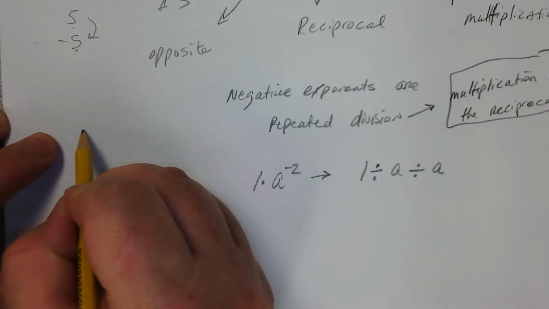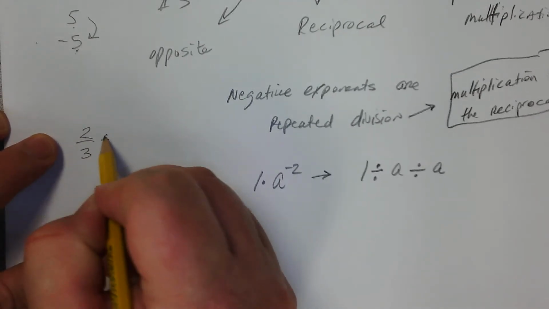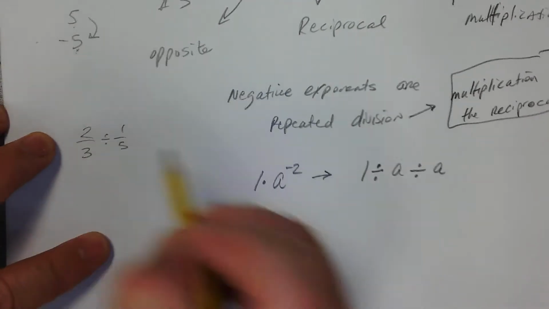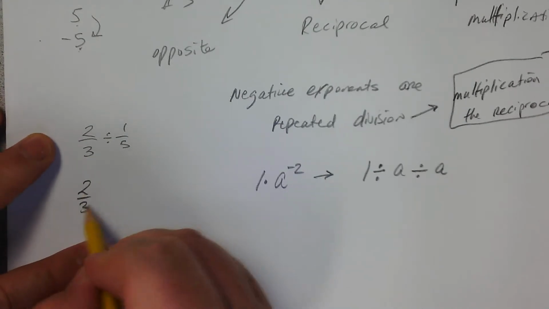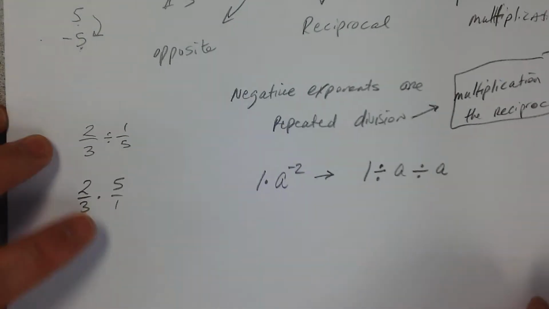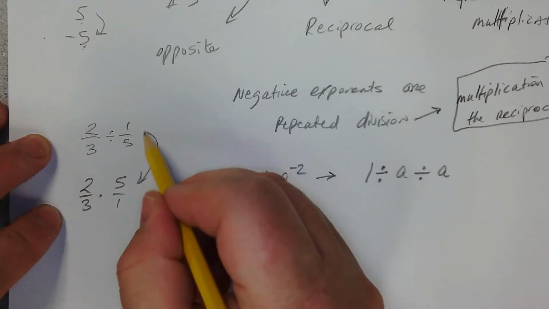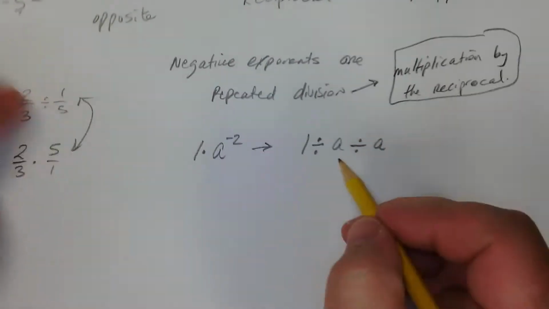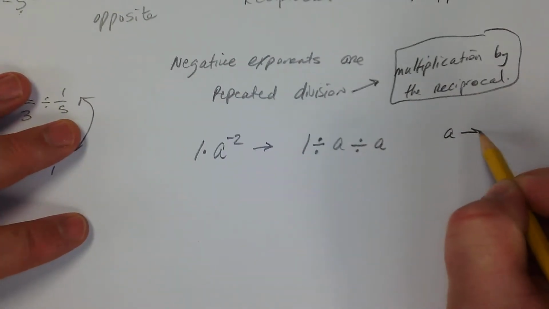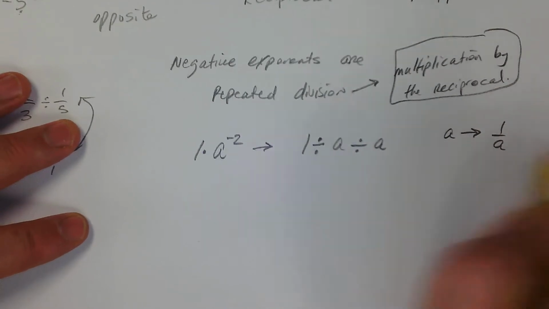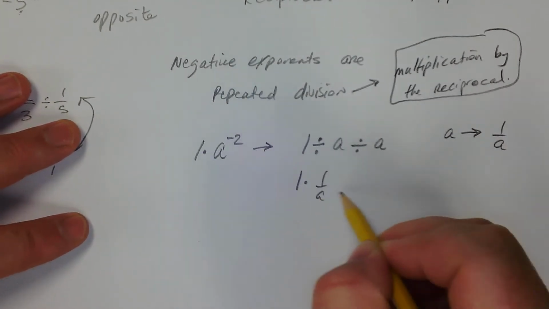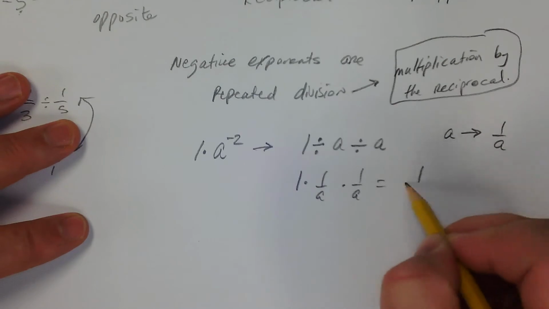So if you were going to do 2/3 divided by 1/5, wouldn't that be 2/3 times 5 over 1? Right? Multiplied by the reciprocal, that's what division is. So what's the reciprocal of a? Isn't that 1 over a? So this would be 1 times 1 over a times 1 over a. That would be 1 over a squared.